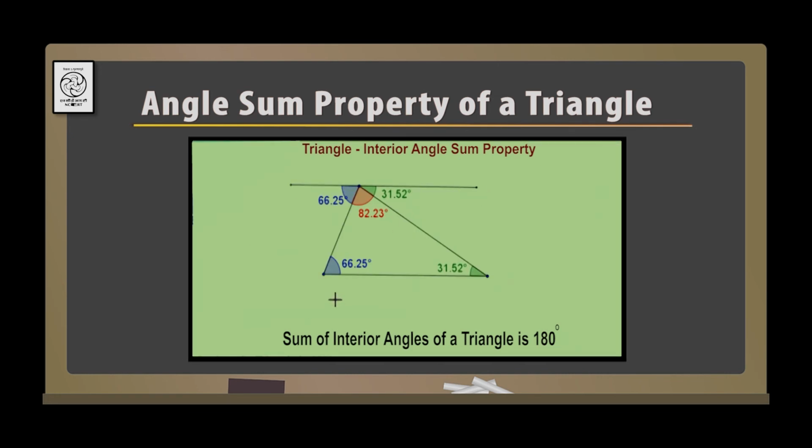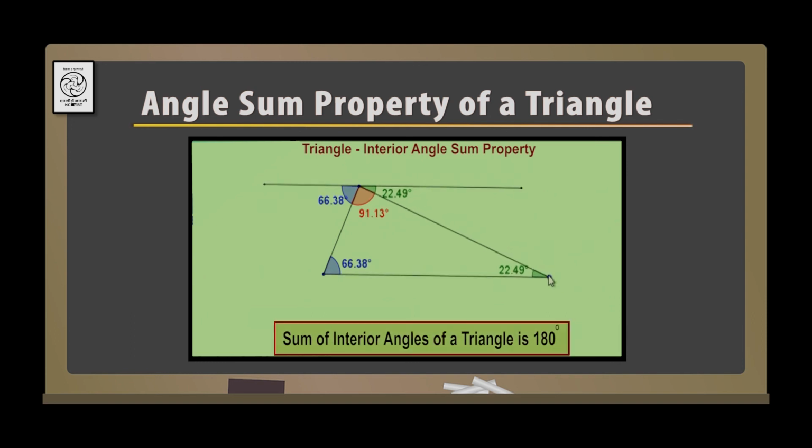This can also be proved by drawing a line through one of the vertices. Suppose you are given a triangle ABC here. Through this point, if you draw a line parallel to this side, you will find that this angle is always equal to this angle because they are alternate angles. Similarly, this angle is equal to this angle. They are alternate angles. If I drag this point, you will find these alternate angles remain equal. Hence, the sum of the three angles always adds up to 180 degrees.